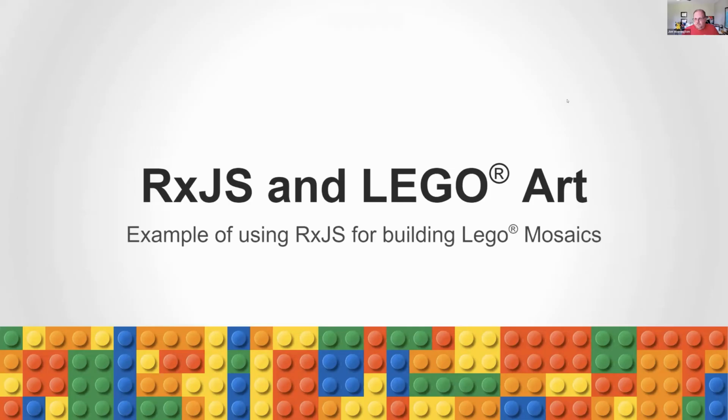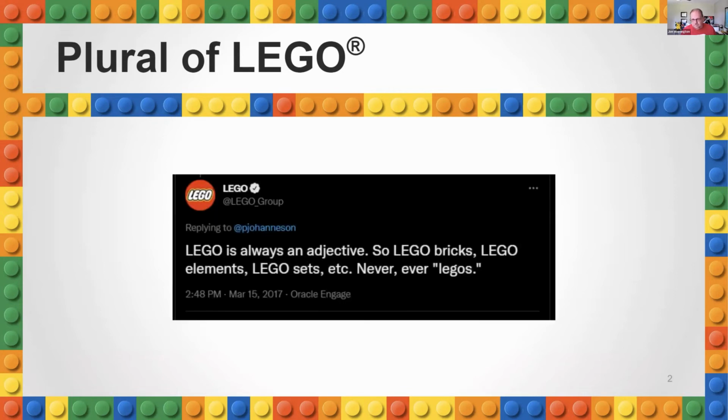Okay. So based on the previous talks, this is going to be slightly less educational, but I'm going to talk about some RxJS with Lego art. But if I'm going to talk about Lego, first thing, the plural of Lego is never Legos. Even the Lego Group says so. Generally, the adult fans agree that Lego is fine, but Lego actually wants you to say Lego bricks, Lego sets, etc.